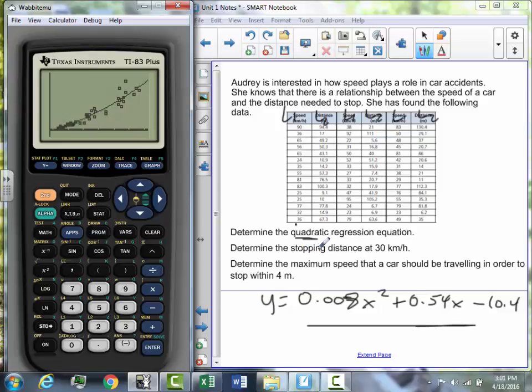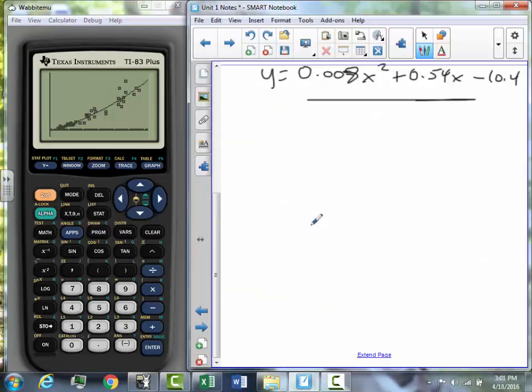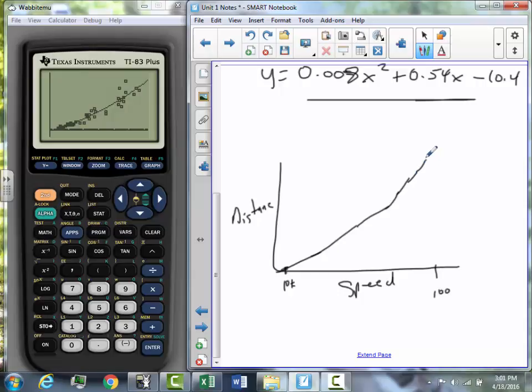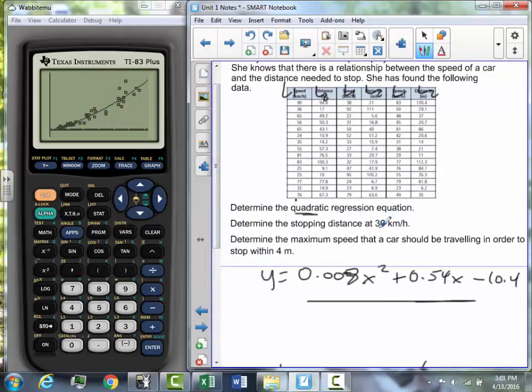Now to answer the question. The stopping distance at 30 kilometers an hour. Is 30 kilometers an x value on this graph or a y value? Well, 30 kilometers an hour looks like it's a speed. The first column is your x value. Your second column is your y value. This is your speed, and this is the distance it takes to stop, which I think makes sense. If you're going 10 kilometers an hour, it doesn't take very long to stop. But if you're going 100 kilometers an hour, it takes a little longer to get your car to stop, right? So what tool in our calculator can we use to figure out when our speed is 30?